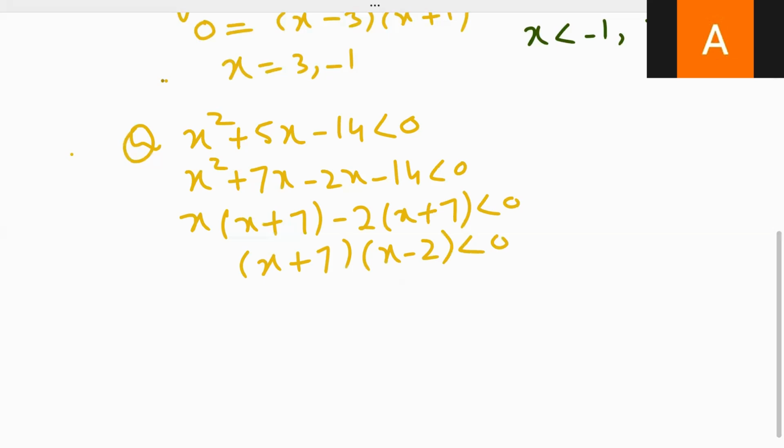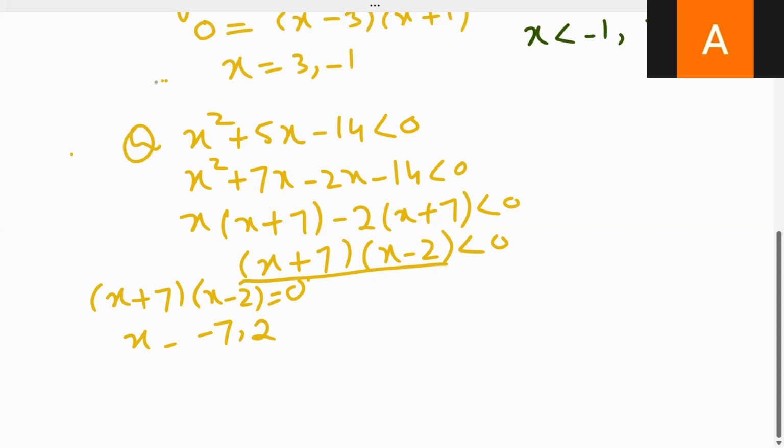First you assume that this whole expression is equal to y, and to find the values of x-intercept, you write (x + 7)(x - 2) = 0. So the crossing points are -7 and 2. So these are crossing points. At these points, your curve crosses the x-axis.